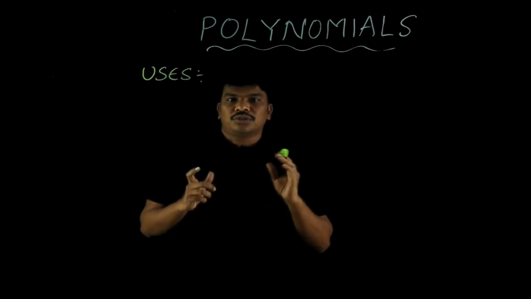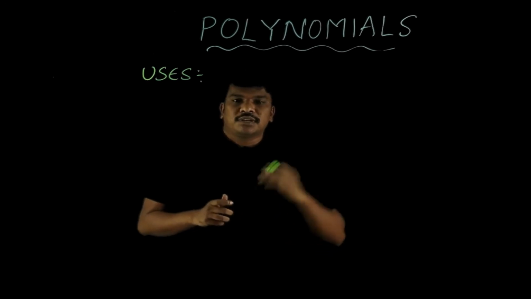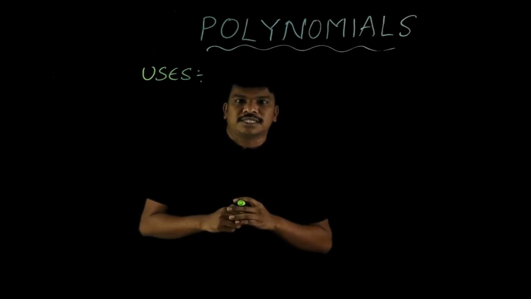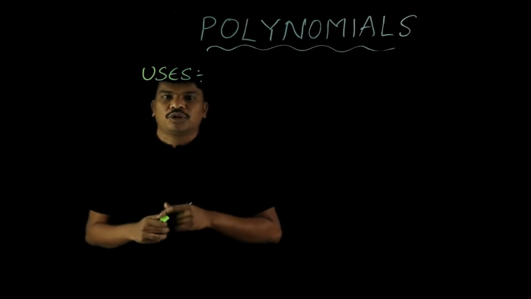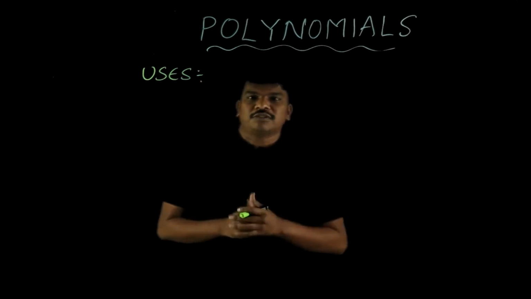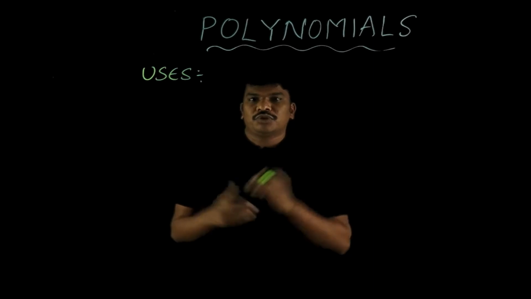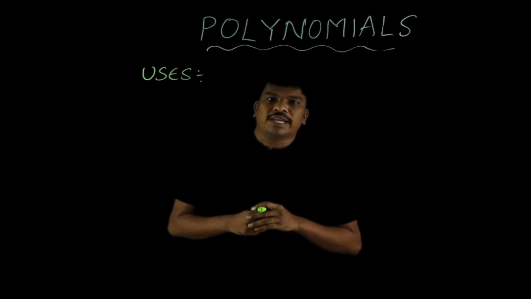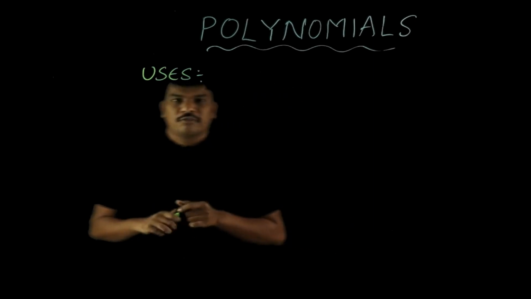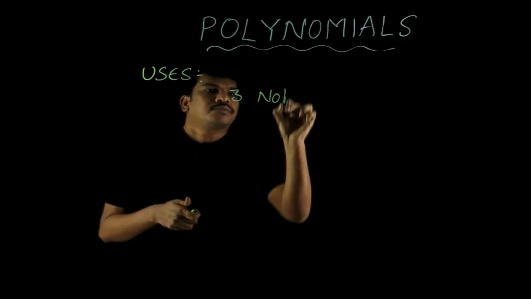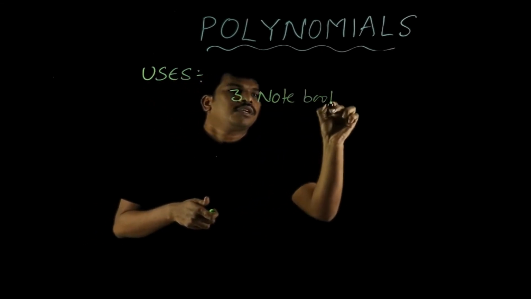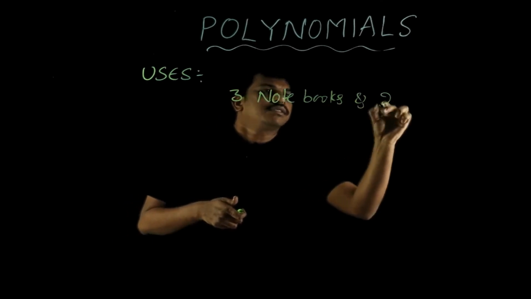Some people use polynomial concepts without being conscious of it, but most people use the polynomial concept consciously. Let me explain with one example. Usually we go to a stationery shop to buy some notebooks and pens. For example, now I am going to buy 3 notebooks and 2 pens.